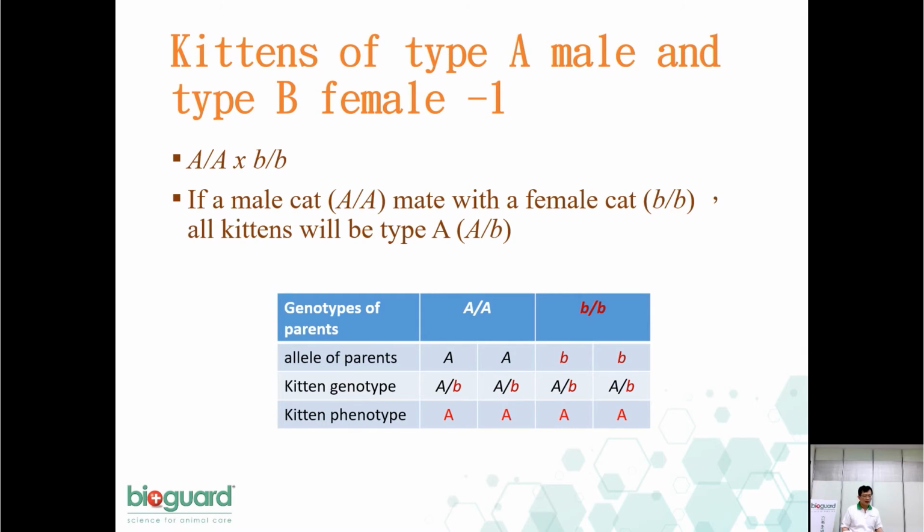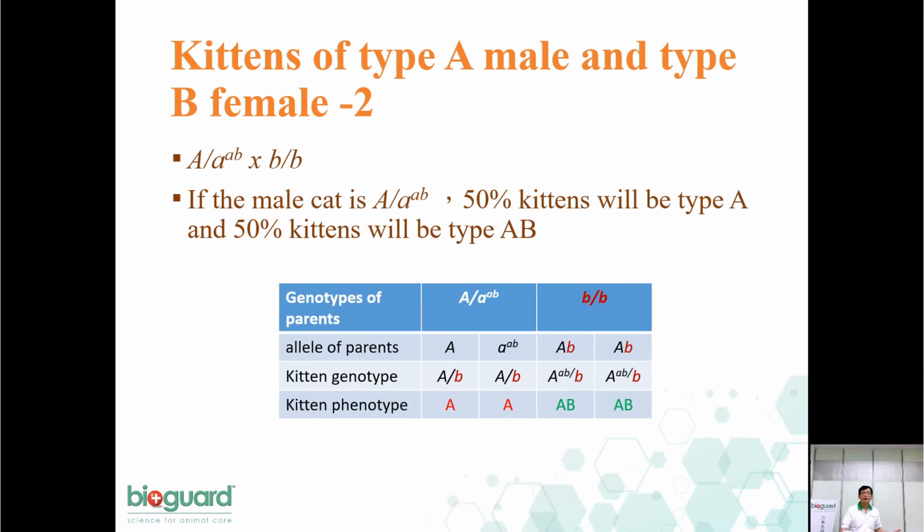neonatal isoerythrolysis. And if the type A male has the A and AB alleles, then the type B queen will give birth to 50% type A kittens and 50% type AB kittens. And still, this means all the kittens will have the neonatal isoerythrolysis issue.